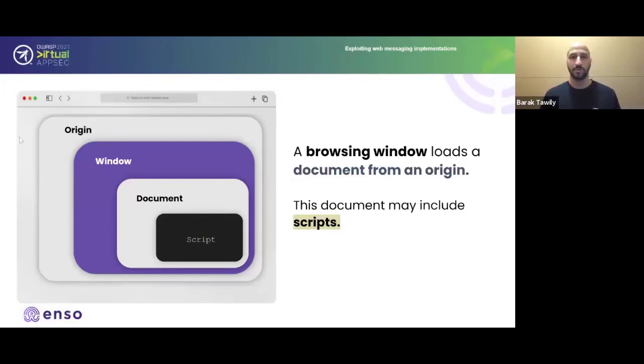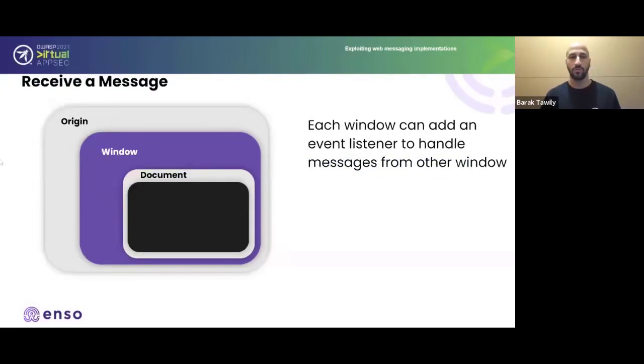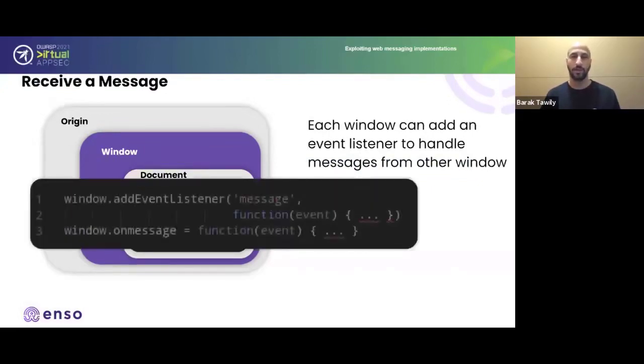So basically, in order to receive a message, we need to add an event listener to the window object. We need to use window.addEventListener with event type message, so we will be able to receive the message and handle it. Or we can use window.onmessage, which is just syntactic sugar for that.